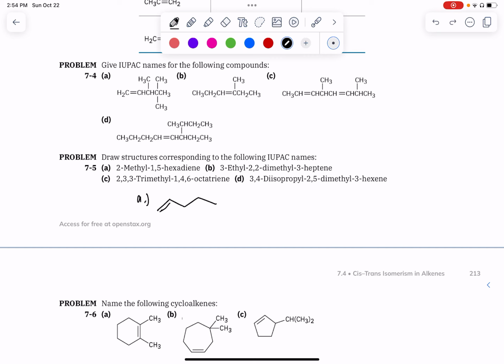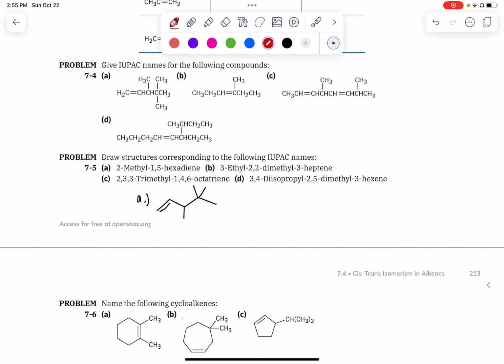Good enough. We've got, okay, 1, 2, 3. On the third, we have a methyl group. And on the fourth, we have 2 methyl groups, it looks like. Okay. So the first thing that we want to do here is we want to number our chain. That's always what we want to do. We want to number our chain.